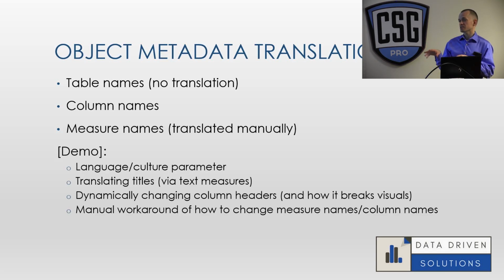the object metadata translation is the most difficult part of the whole translation solution. As I mentioned, the interface translation, for the most part, is done automatically. Microsoft has done a pretty good job at that. The object metadata is where we're going to spend most of the time, and then we'll talk about the data translation in the end. Jeremy is going to show a little bit of demo there on language culture parameters, translating some titles, dynamically changing column headers, and some challenges with that, and then also a manual workaround for how we change measure names and column names.